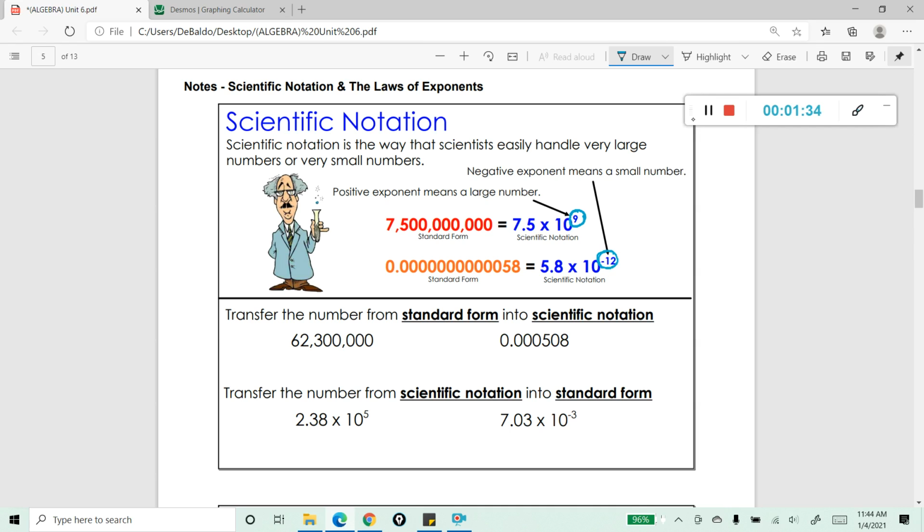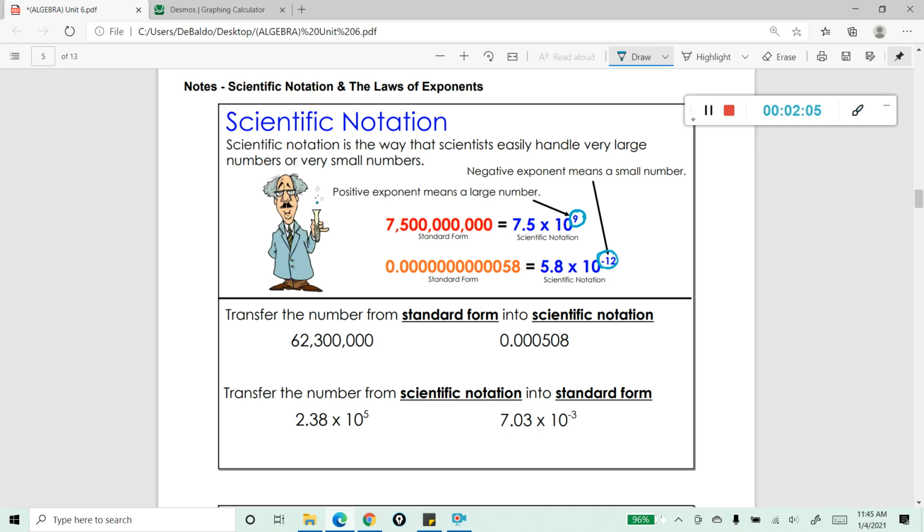So let's go ahead and try these first two. Transfer the number from standard form into scientific notation. You can see here that I have two numbers that are both in standard form. Let's look at this first one. You can see it's a very large number. And what I mean by that is, ask yourself, would you want that amount of money put into your bank account? And I would say absolutely yes. So this is a very large number. So I know that my answer is going to have a positive exponent.